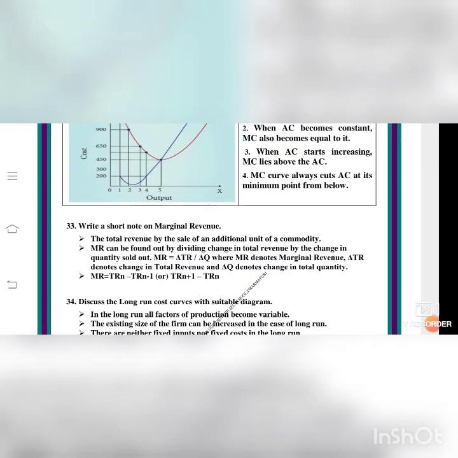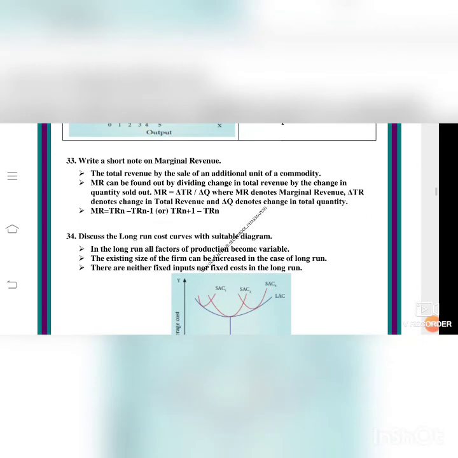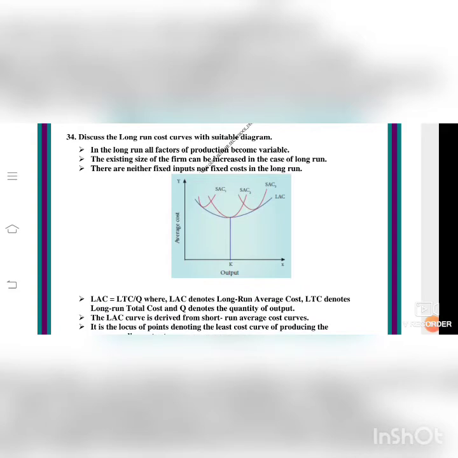This is the second one, no need to learn. So what is marginal revenue? The additional revenue made from the sales of a commodity is called marginal revenue. So when additional sales are made, marginal revenue, income is coming, isn't it? Next we will see about the long run cost curves with the suitable diagram. So the diagram you will draw and you will explain.